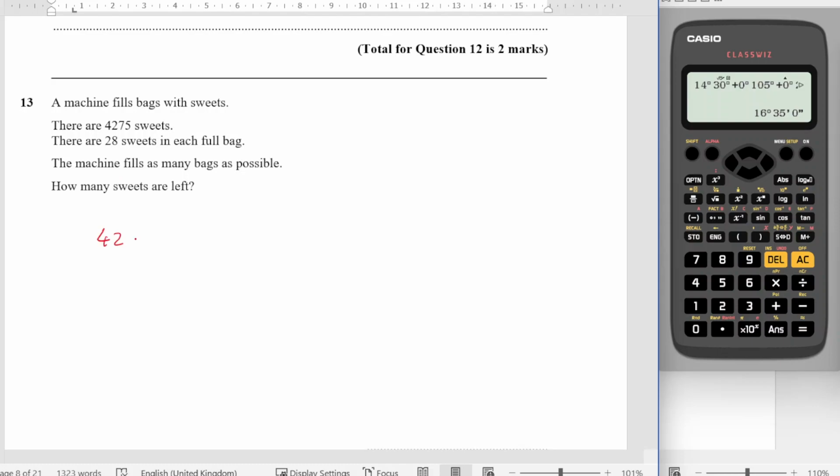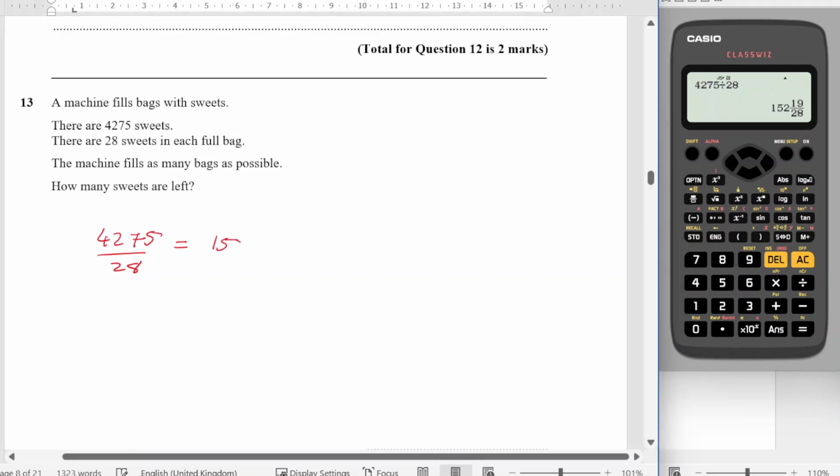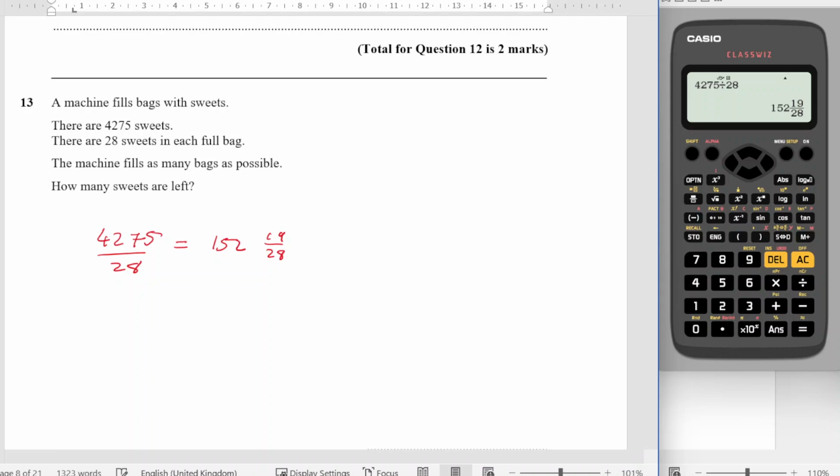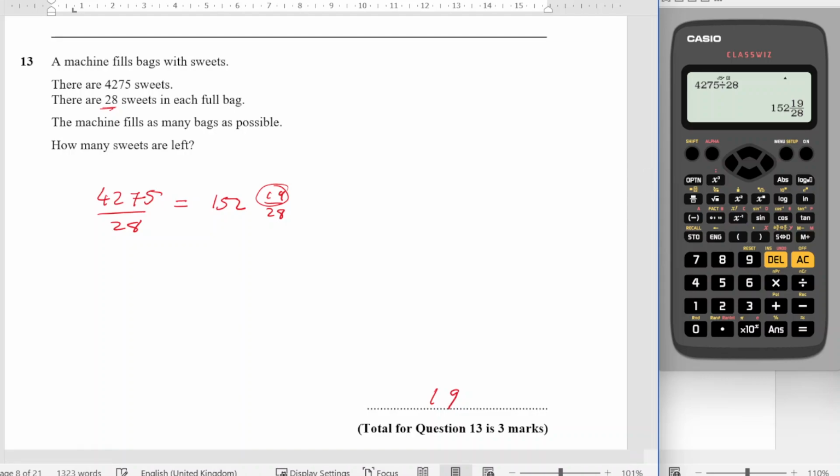So 4,275 divided by 28 gives me, and I actually want this as a mixed fraction. So if I go 4,275 divided by 28, that gives me an improper fraction. If I want it as a mixed number, I press shift and then the fraction button. So I've got 152 bags and 19/28 left over, which implies straight away that we've got 19 sweets left over, because we've got 19, which is still divided by 28. So we've got 19 sweets left over.